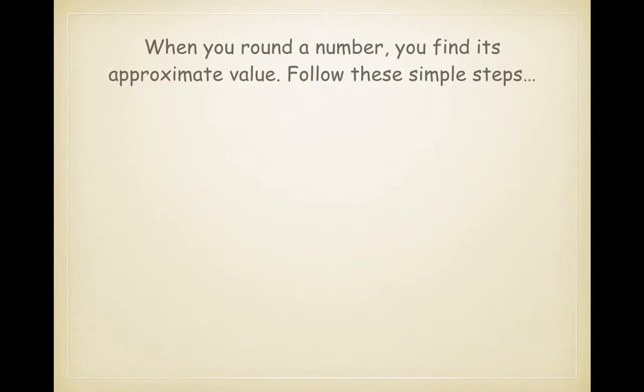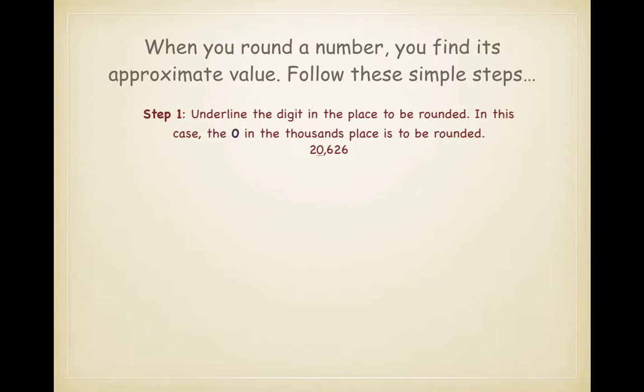When you round a number, you find its approximate value, so you just follow these simple steps. Step 1. Underline the digit in the place to be rounded. In this case, the 0 in the thousands place is to be rounded. Step 2. You look at the first digit to the right of the underlined digit, so we're going to look at that 6. We need to take into consideration if it's 5 or greater, or 4 or lower. Well, in this case, 6 is greater than 5.